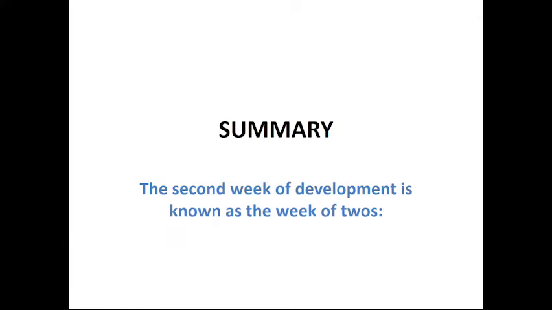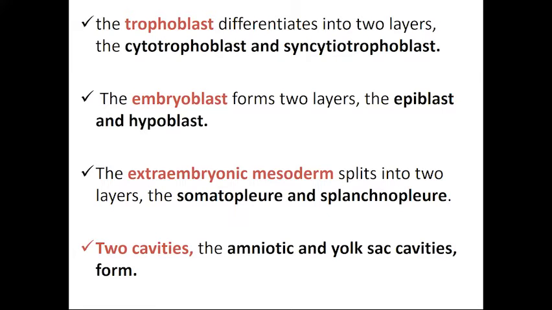Then what exactly happened in the second week was, as we have already said, that it is a week of twos, because everything divided into two things. The trophoblast, first we talk about, differentiates into two layers, that is the cytotrophoblast and the syncytial trophoblast. Then we said the blastomeres divided into two, the inner cell mass and the outer cell mass. The outer cell mass was the trophoblast, which was cytotrophoblast and syncytial trophoblast.